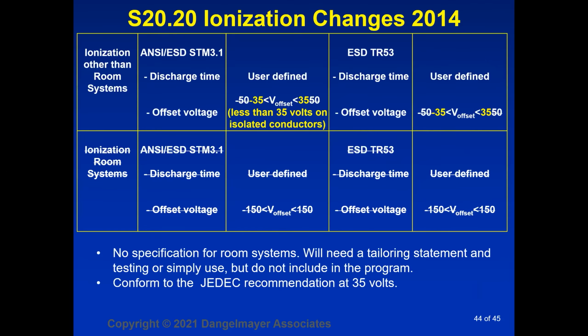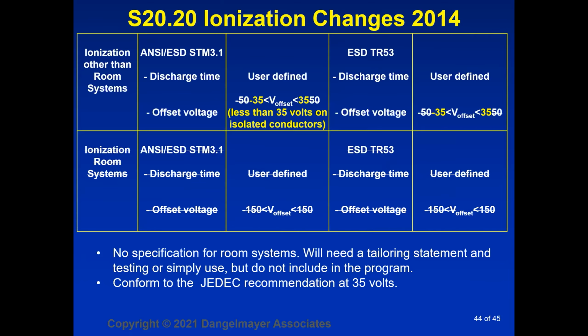Last item is S2020, the worldwide static control document. There's a version of S2020 in the European Union, and it's used internationally, but essentially it's got most of the same things that S2020 has. Back in 2014 was the last change of S2020, and there were some major changes in how they dealt with ionization. The first thing is they lowered the offset voltage requirement from 50 volts to 35 volts.